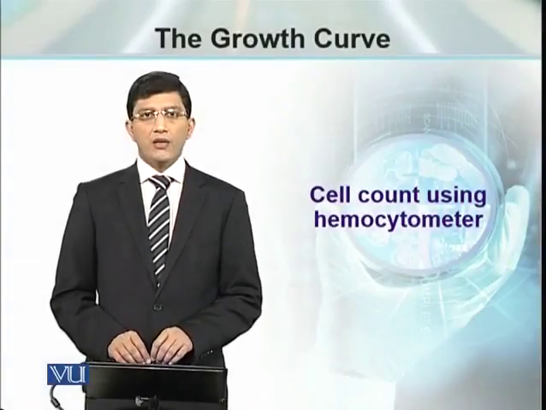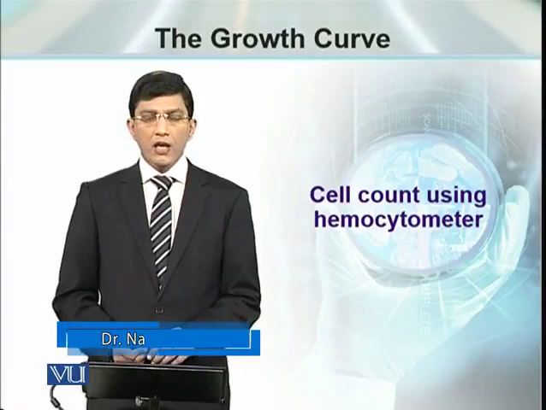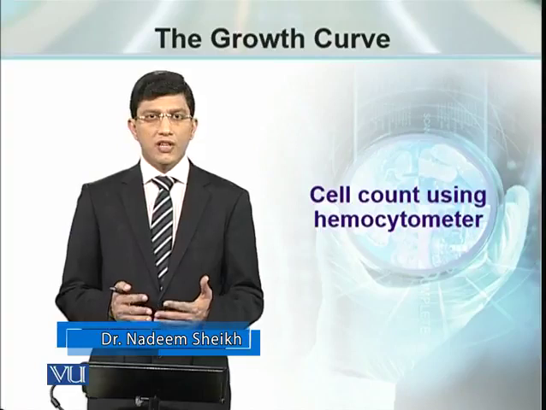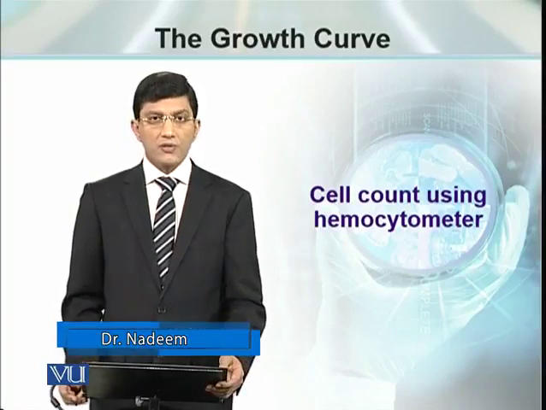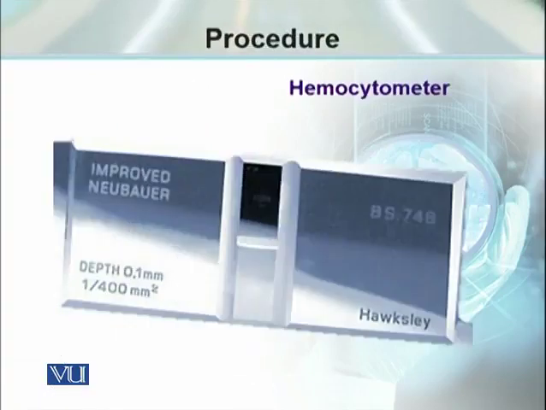अब हम बात करेंगे यूज़ ऑफ हीमोसाइटोमीटर फॉर सेल काउंटिंग। हीमोसाइटोमीटर ग्लास स्लाइड की तरह का एक साइटोमीटर है which was for the first time devised to count the blood cells. अगर इसको देखा जाए, this is not something a very complicated instrument. This is a glass slide which has an H-shaped structure in between.